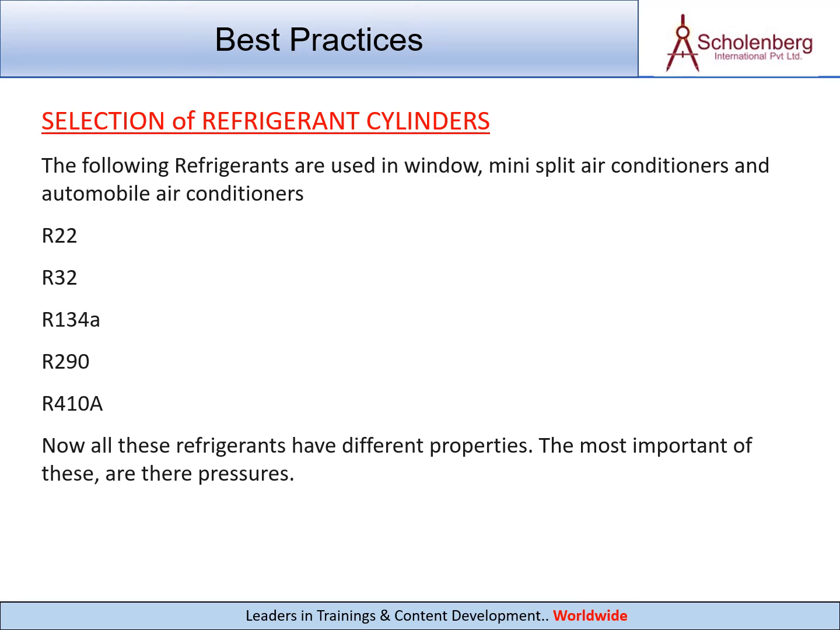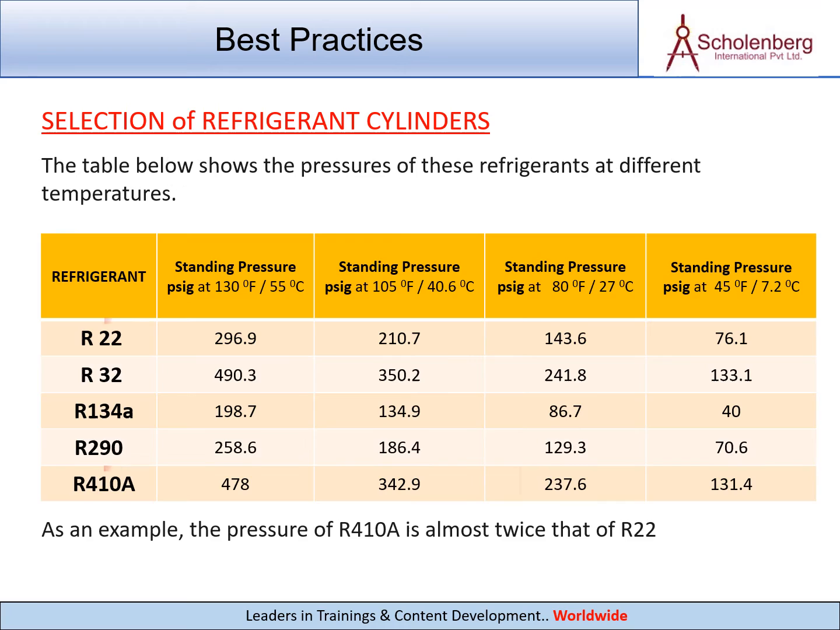Selection of refrigerant cylinders. The following refrigerants are used in window, many split air conditioners and automobile air conditioners: R22, R32, R134A, R290, R410A. Now all these refrigerants have different properties. The most important of these are their pressures. The table below shows the pressures of these refrigerants at different temperatures. As an example, the pressure of R410A is almost twice that of R22.